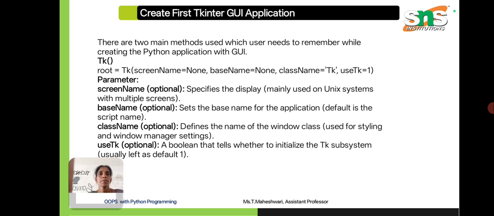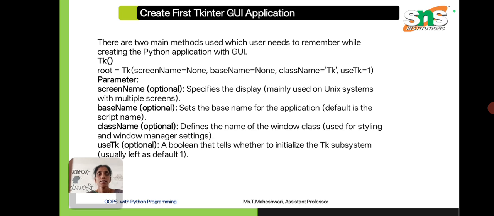After that, we have parameters inside the Tk function. The parameter names are screen name, which is optional. It specifies the display, and is mainly used on Unix systems, not in multiple screen functioning. Base name is also optional. It sets the base name for an application. By default, the name of the application is the script name. If we want to change the script name, we can give a new name for the application, which is called the base name.